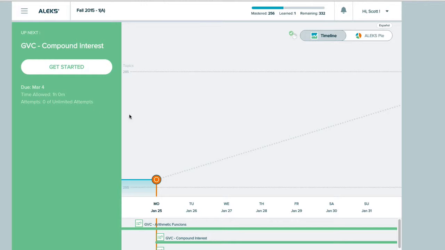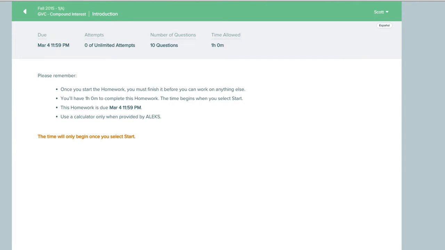Let's go ahead and go over the GVC Compound Interest assignment. Remember, the questions will be different. They'll look different. They'll have different numbers, but they should be in pretty much the same order.